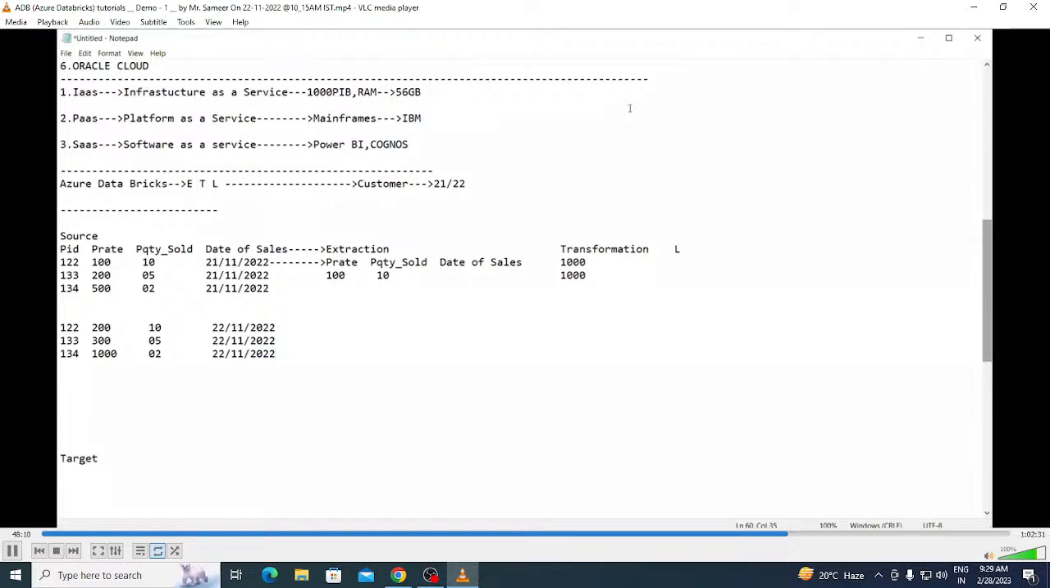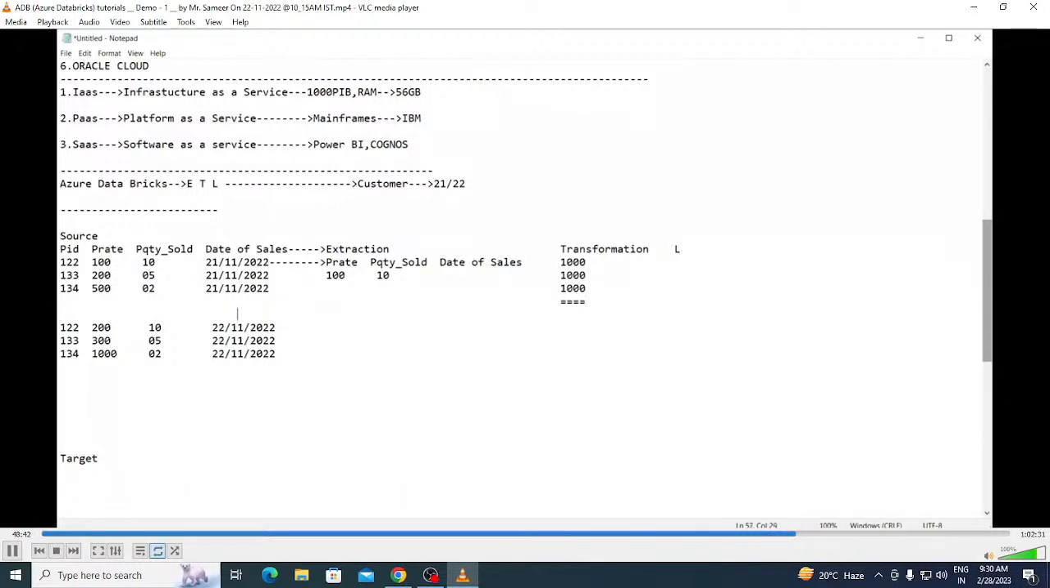Now, guys, see here. We were discussing the calculations. 100 into 10 is 1,000. 200 into 5 is 1,000. 500 into 2 is 1,000. Now you have one total. Calculate the sum here. What is the sum of these three?